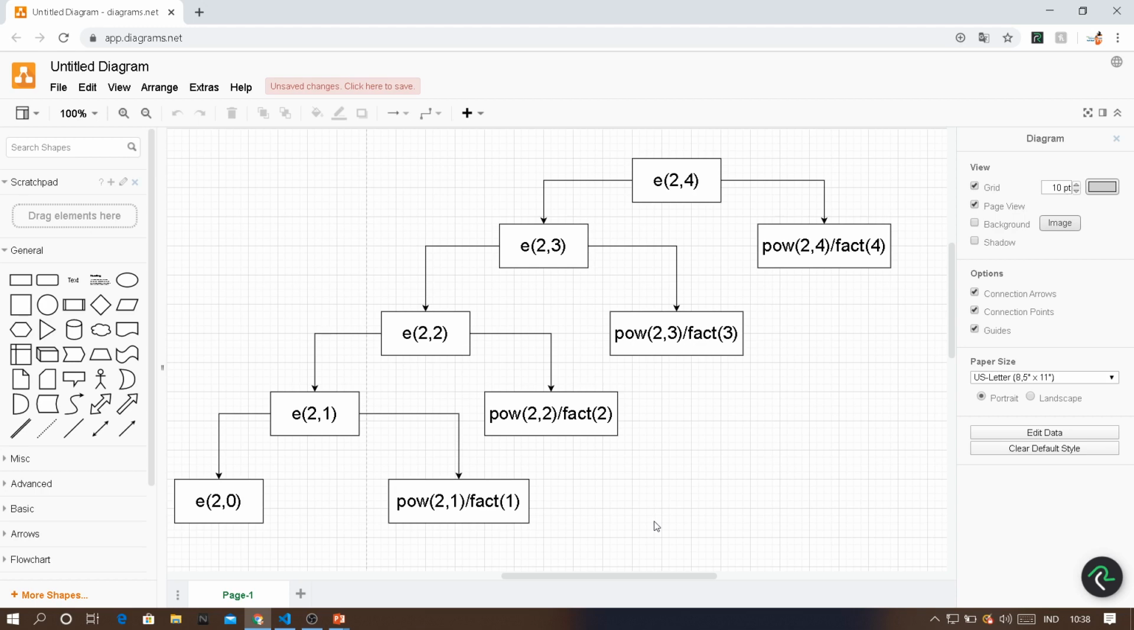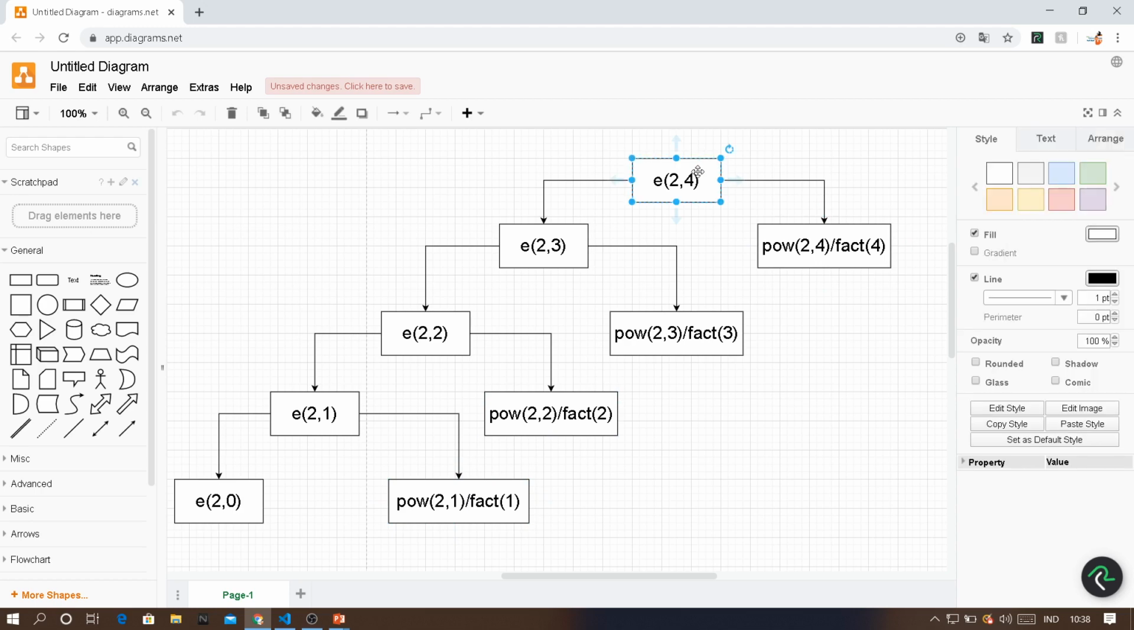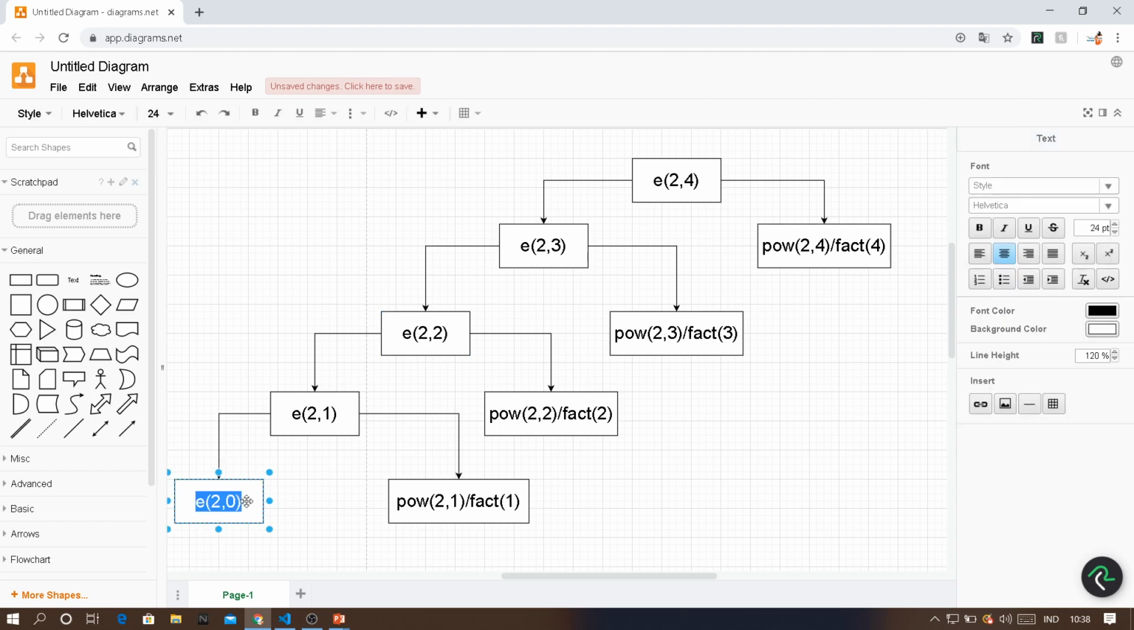Okay. So before starting everything, first of all you will be starting with e of 2 comma 4, then you move to e of 2 comma 3, then e of 2 comma 2, then e of 2 comma 1, then e of 2 comma 0. Finally, when your n value is 0, you have to return 1. This is similar to the previous method. Whenever your n value is 0, the resultant answer you will get is equal to 1.